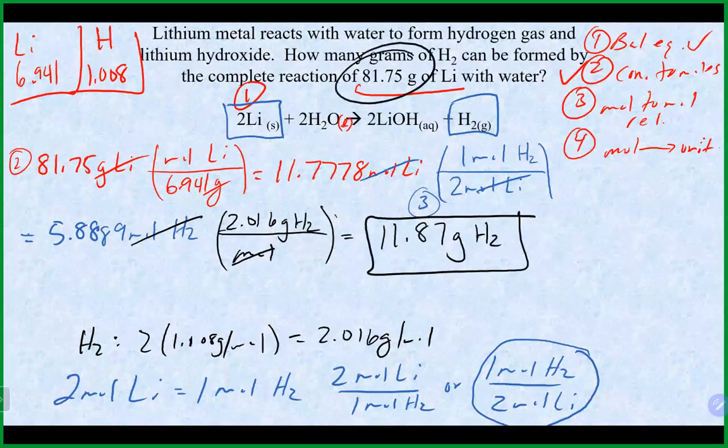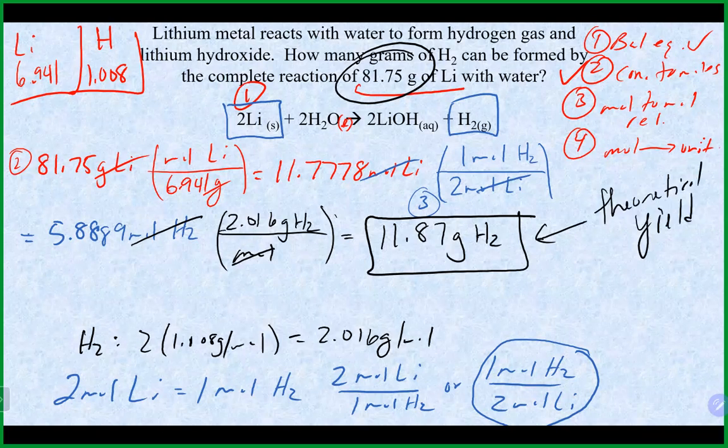I went to 4 sig figs based off the only number really in the problem being 4 sig figs in this particular case. So again, what this number means is if you dumped into this reaction 81.75 grams of lithium, everything went good, no side reactions, nothing dropped along the way, in theory, you should get out 11.87 grams of hydrogen, which once again is why this is referred to as the theoretical yield. The theoretical yield is based on the equation, based on your starting amount. It's like perfect ideal conditions. This is theoretically your maximum amount of product that you could produce.